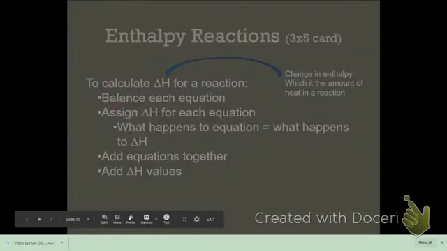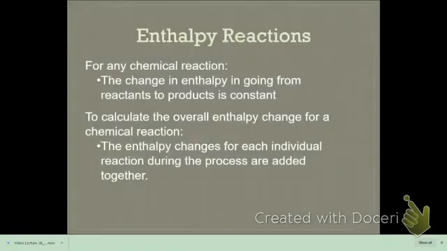So, go up here. For any chemical reaction, the change in enthalpy going from reactants to products is constant. What does that mean? It means that for that chemical reaction, however you get from one place to another, however many micro, I call them micro, but little reactions take you to get to that final reaction, the delta H is going to be the same for that chemical reaction.